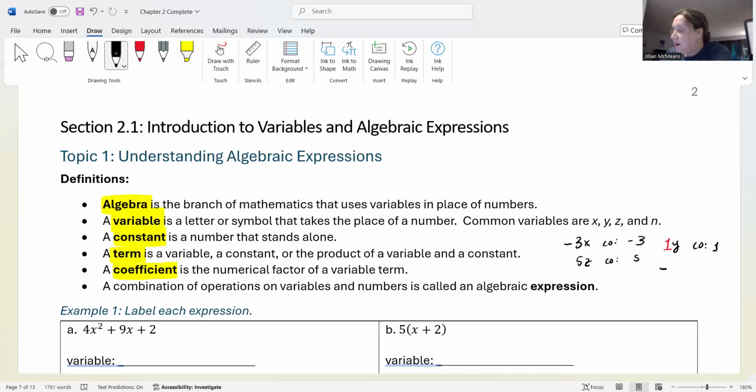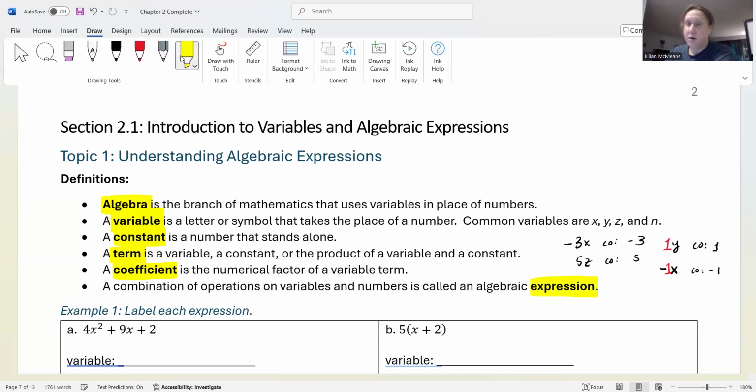Similarly, what if we had something like negative x? Well, that's technically negative 1x. Again, we're not going to write the actual 1 because negative 1x is just negative x. They're the same thing. But we do need to know that there is a coefficient here, and it is negative 1. Okay? So when you're dealing with a variable term that has a factor that's a number, that becomes your numerical coefficient. So all terms have some kind of coefficient. And then finally, the big definition that we're looking for is that a combination of operations on variables and numbers is called an algebraic expression.